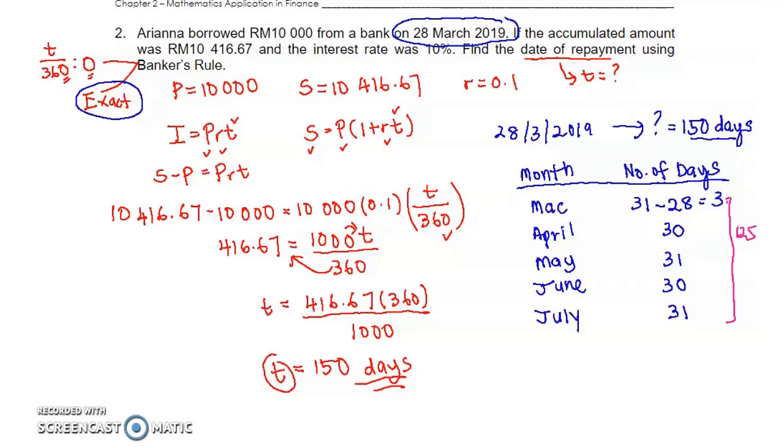So we want a total of 150 days, right? The total borrowing period is 150 days. So after July, in August, if here is 125, then 150 minus 125 means another 25 days. Okay, so the date of repayment will be on 25th August.